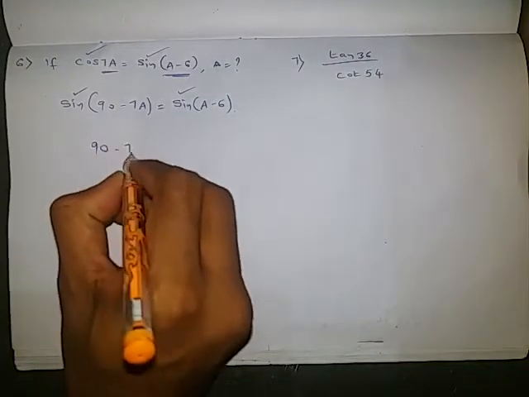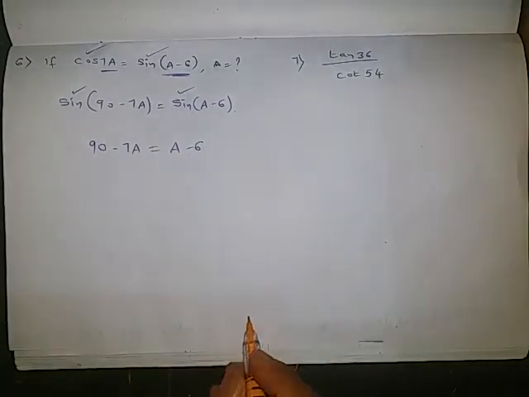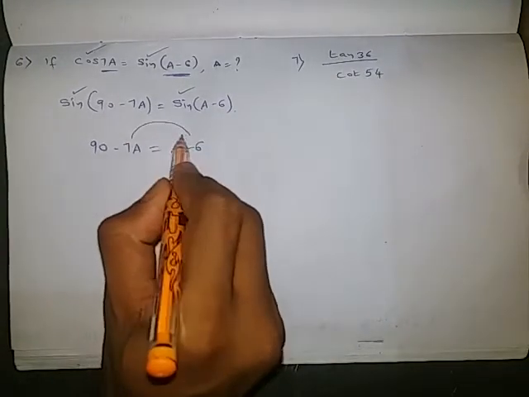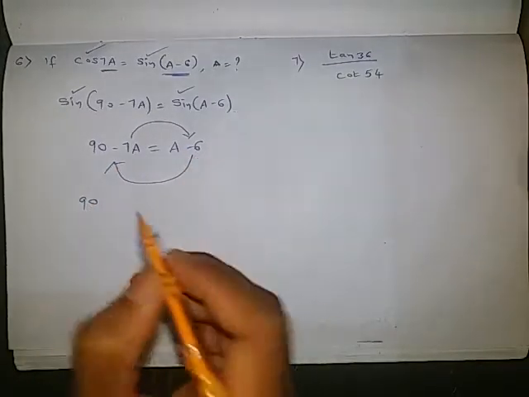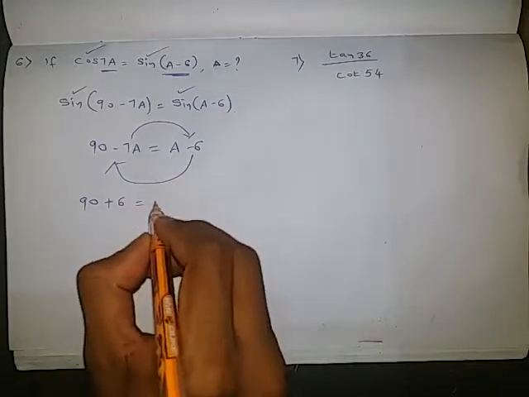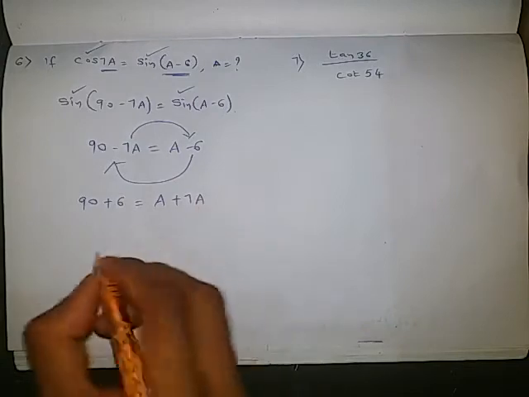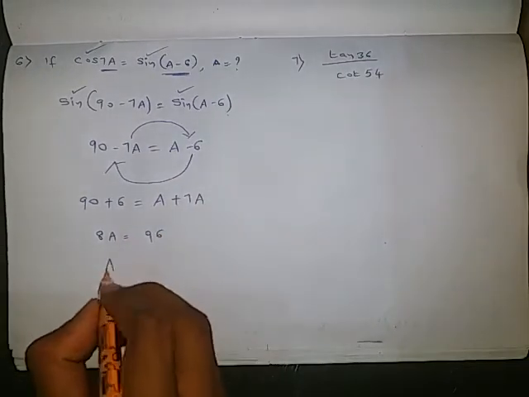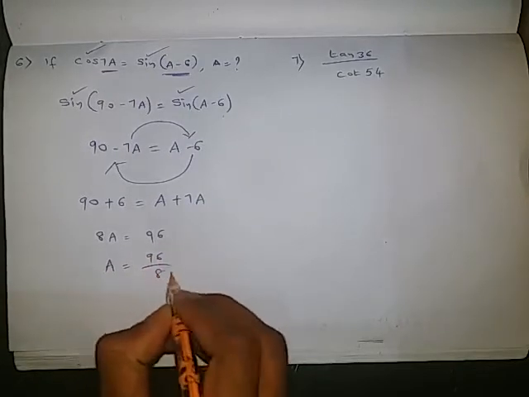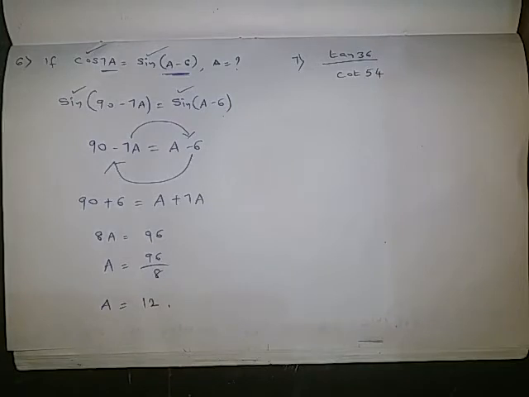Those are 90 minus 7a, which is equal to a minus 6. Now I will take this minus 7a to the right side and I will bring minus 6 to the left side. 90 plus 6 is equal to a as it is, minus 7a will become plus 7a. A plus 7a, 8a is equal to 90 plus 6, 96. Then a is equal to 96 by 8. If we do cancellation, we will get the answer 12. So a value is 12.